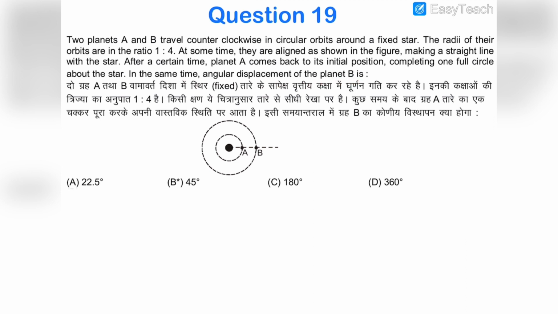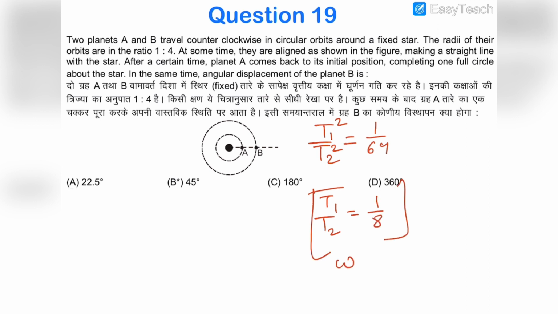Now this is, I think, a very easy question. We know that T square is proportional to r cube. So the ratio of their time periods would be 1 upon 4 cube. 4 cube would be equal to 64. So t1 by t2 will be equal to 1 upon 8, and hence omega 2 by omega 1 will be equal to 1 upon 8, because the ratio of time period is inverse of ratio of omega.